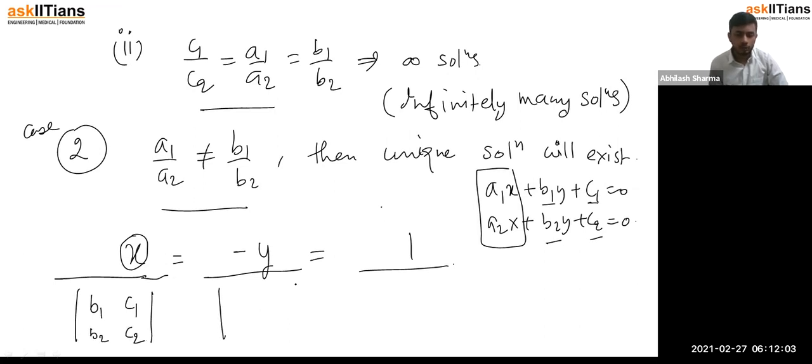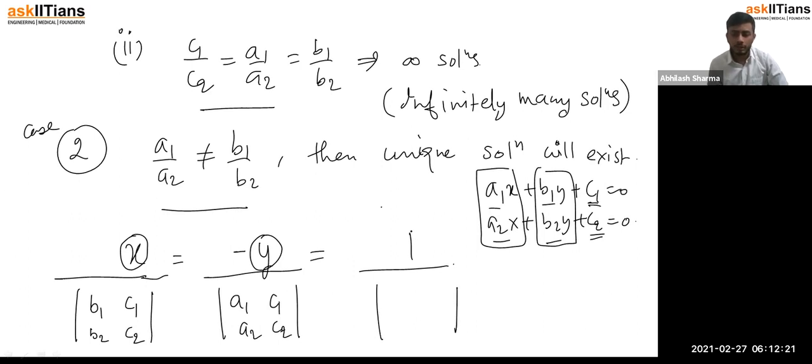Then what will come here? Since y is present here, you hide the column of y. What is remaining? a1, a2, c1, c2. We are only writing coefficients. Now, what will we write here? These are the constant terms, so hide this column and write the remaining coefficients a1, b1, then a2, b2. And how do we open these boxes?